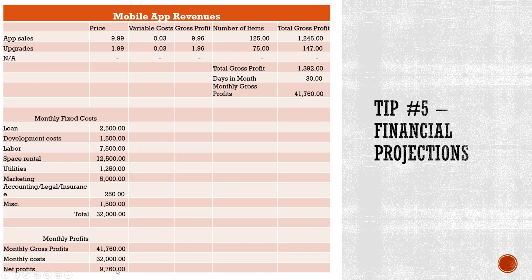Now, the beautiful thing about this structure, and there are so many beautiful things about this structure, but one of the big ones is that now that you've got the structure complete, you can change your sales price, and it's going to automatically calculate your net profits. You can change your variable costs. Net profits automatically calculate. You can change the number of downloads. Boom, your net profits are going to change.